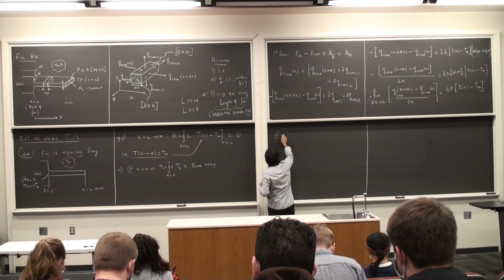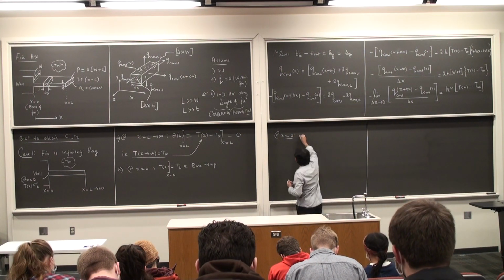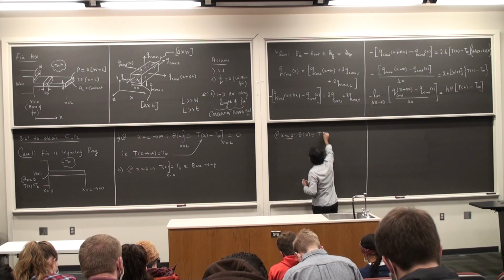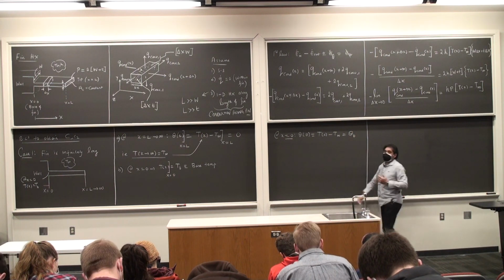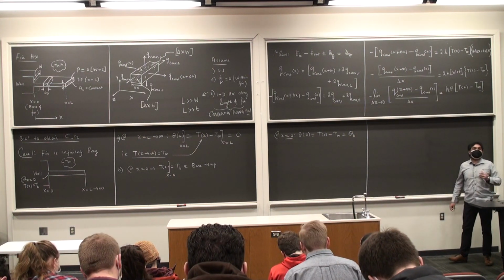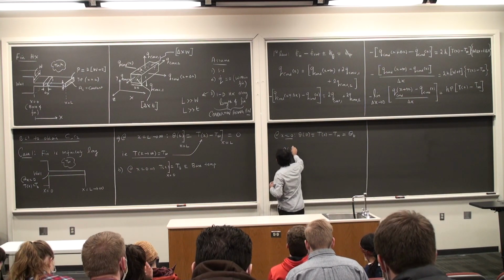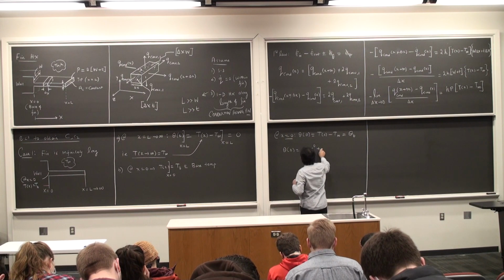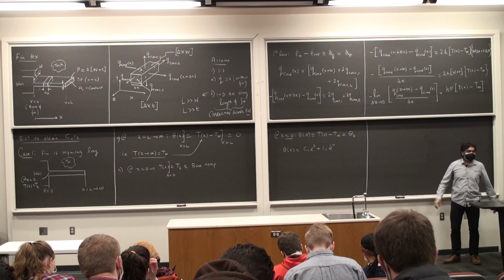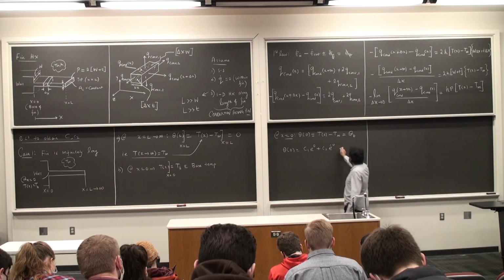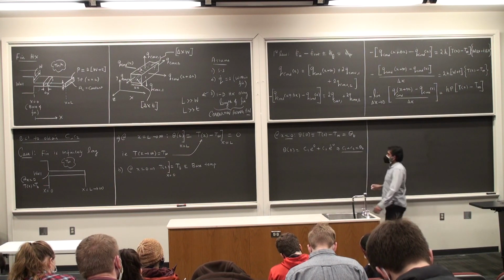So at x is equal to 0, theta of 0, which is T of 0 minus T infinity, I'm going to call it theta suffix b, which is this base temperature, with the change of variables involved in it. And theta of 0 from the solution: C1 e to the power 0 plus C2 e to the power minus 0. E to the power 0 is 1, so C1 plus C2 is theta b. That's 1.